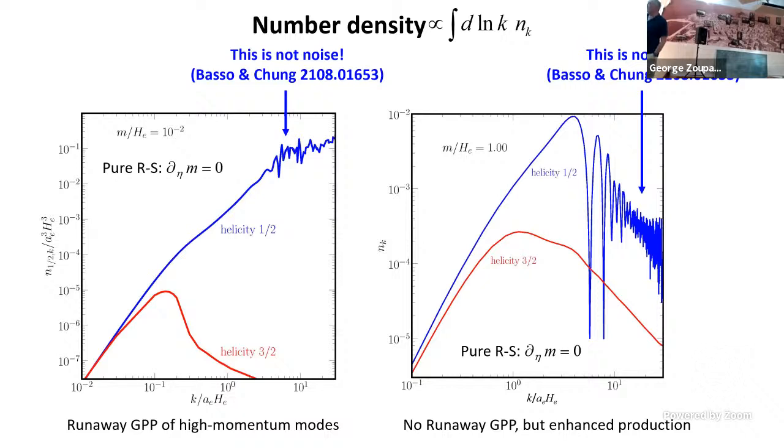As a function of that, what the number density, the mode density would be. So this is an example, and again, this is pure Rarita-Schwinger. For helicity 1/2 it is pure Rarita-Schwinger, then the sound speed for helicity 3/2 reaches some maximum and then decreases. However, if the sound speed goes to zero, then the mode function will diverge for higher and higher momentum modes.